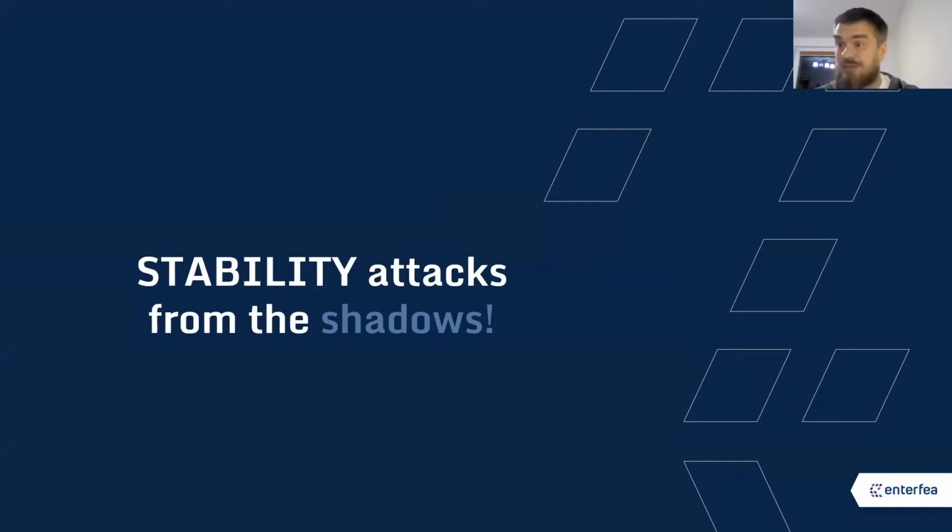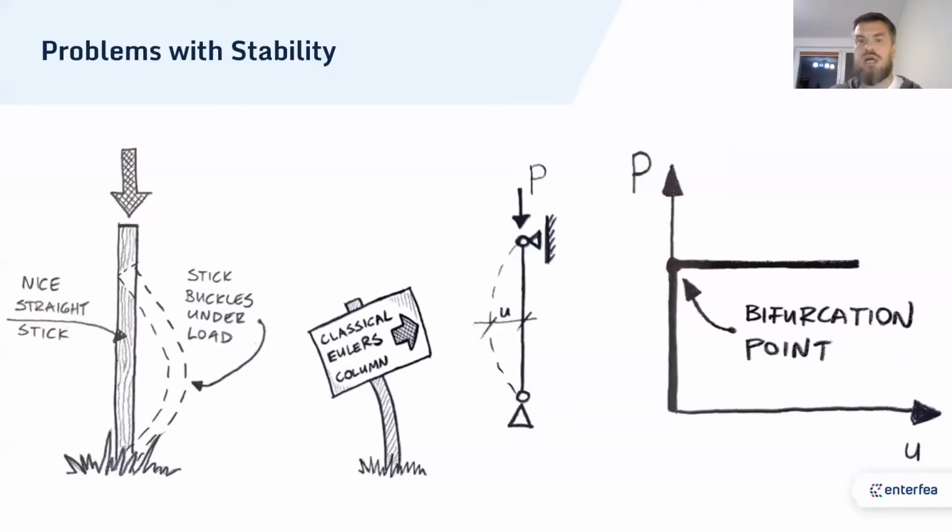But what I find fascinating about stability is that it attacks from the shadows. If you do a linear FEA, and you get stresses higher than yield, you instantly know that something didn't work. Stability shows no warning, and your model can buckle under stresses way lower than yield, and it will still be destroyed, but your linear FEA wouldn't show you that.